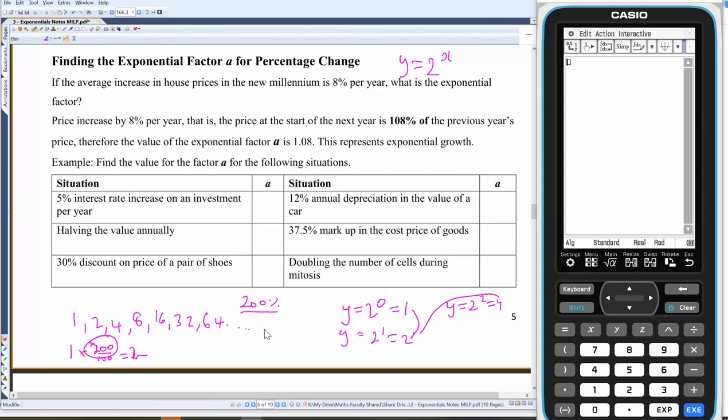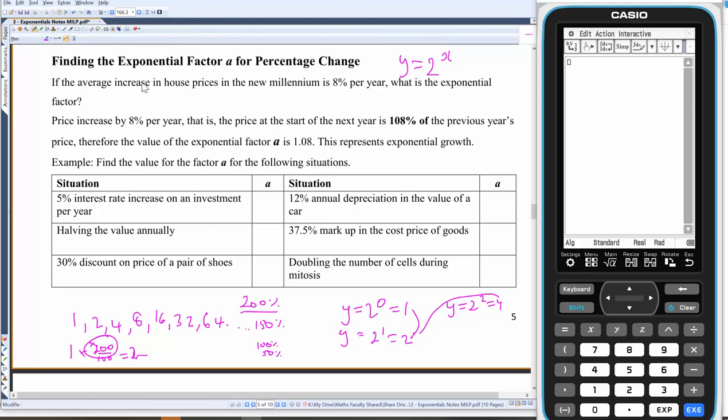If I wanted to do, say, 1.5 times the amount that I previously had, that would be 150%, which would be 100%, so all of what I had before, plus half of what I had before. So that would be 150% in total. So that's how increases work.